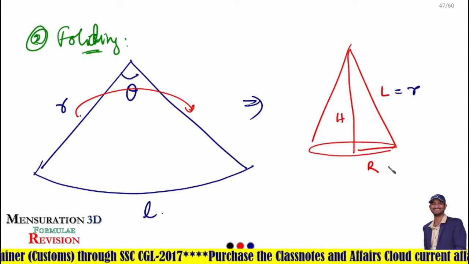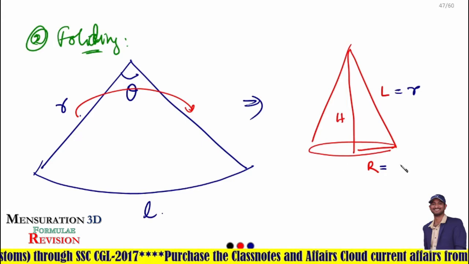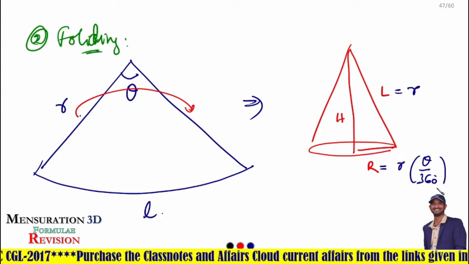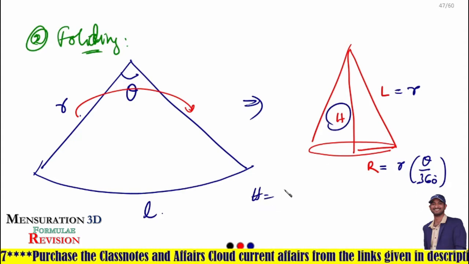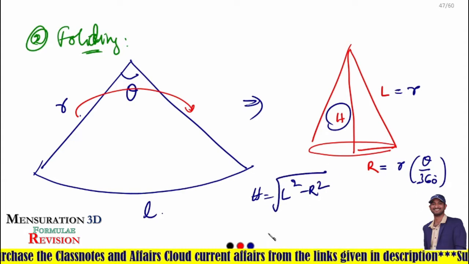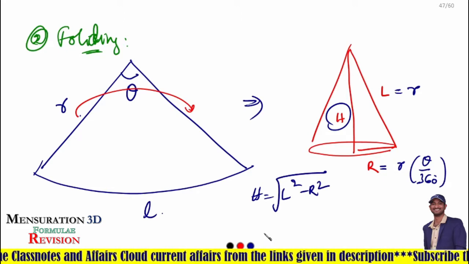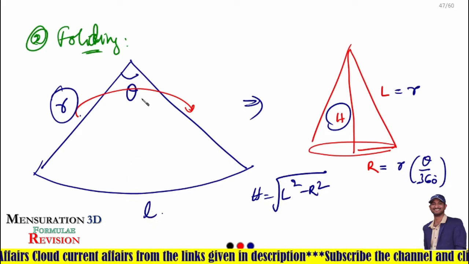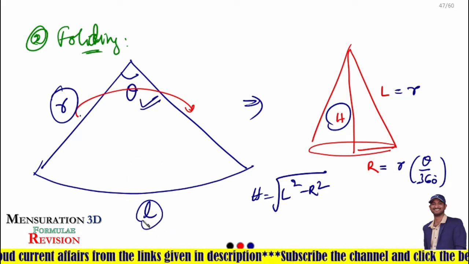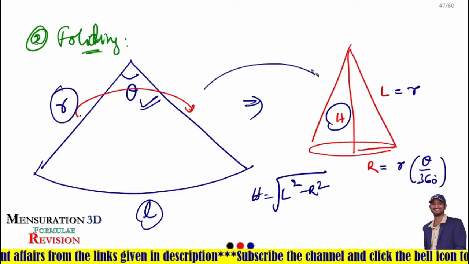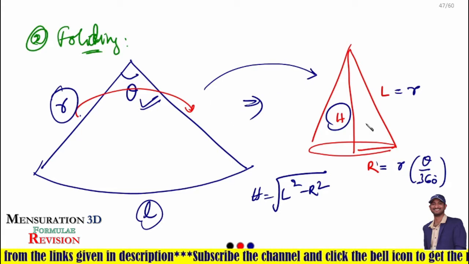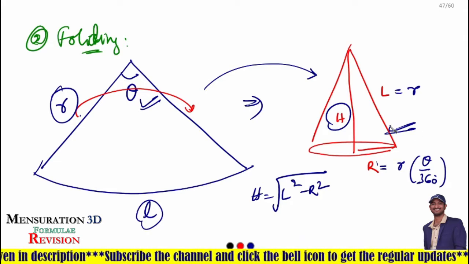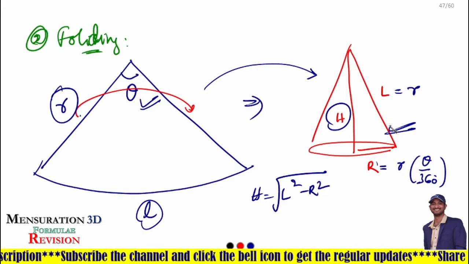Okay, and radius of this cone is equal to radius of the sector into theta by 360. And what about H? It is equal to square root of L square minus R square. So in the exam, you may get a question like this. When a sector of radius something is given and theta is given and L is given, and you have to convert into cone, then what about the dimensions of this cone? So these are the values you have to remember. Okay, this is about 2D to 3D transformation.